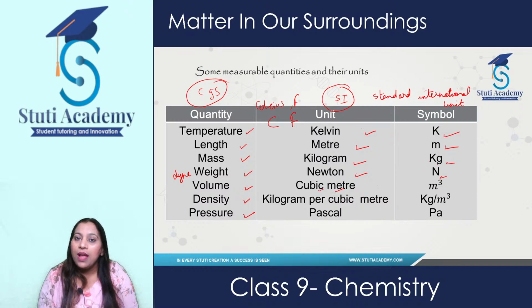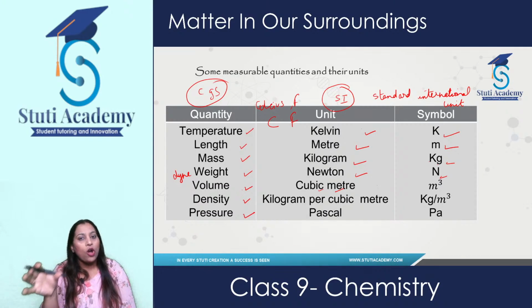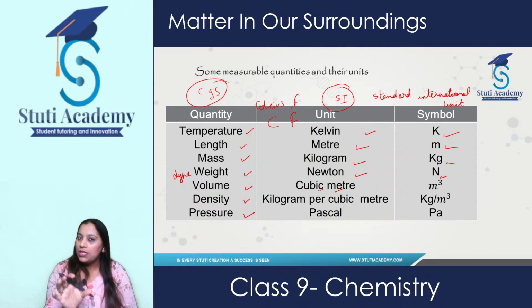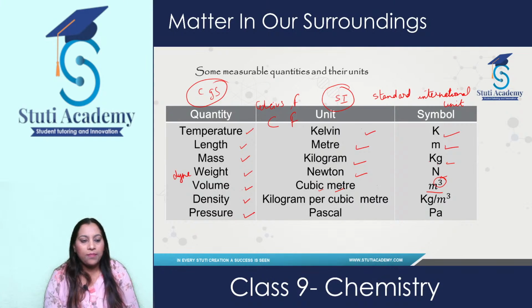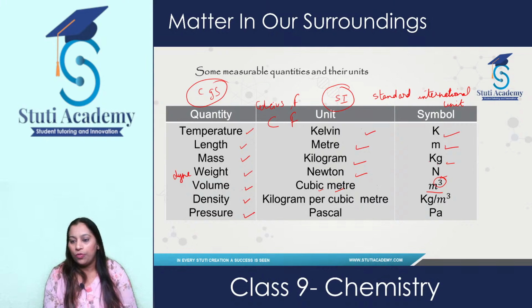If you remember, I told you about volume. Volume is the space occupied by a substance, and its unit is cubic meter. It is represented by the symbol m, small m, and we write cube like this. Then we have density. Density is mass upon volume.